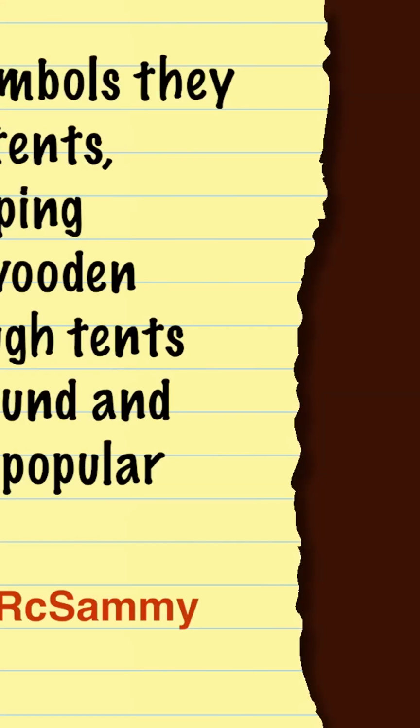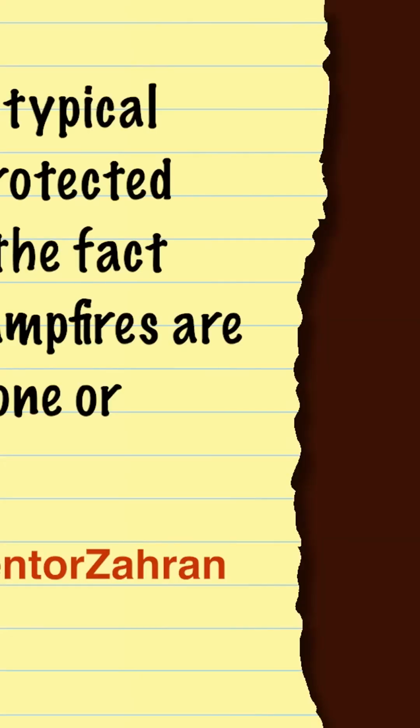One example that immediately grabbed my attention came from my friend R.C. Sammy, who said, "For camping symbols, they show triangular tents, 1950s-style camping trailers, and old wooden canoes, even though tents are more often round and kayaking is more popular than canoeing." My friend Inventor Zahran added, "What about the typical symbol of an unprotected campfire, despite the fact that almost all campfires are now burned in stone or concrete pits?"